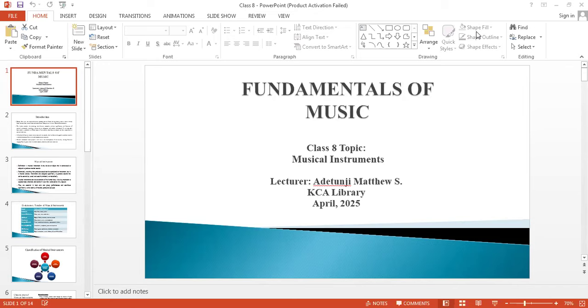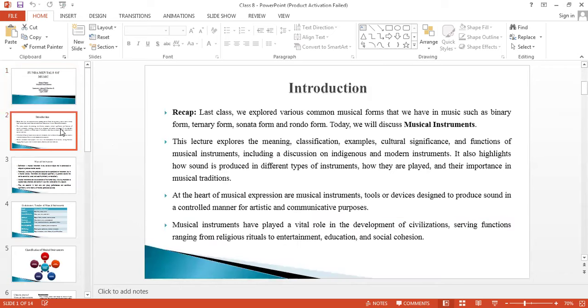I firstly want to appreciate your tenacity in ensuring that you follow up with the course, being the eighth class. It actually shows your determination to want to learn and understand about music. And last week we dealt with the musical forms that we have in music, and we focused on four aspects, which are the binary form, the ternary form, the sonata form, and the rondo form.